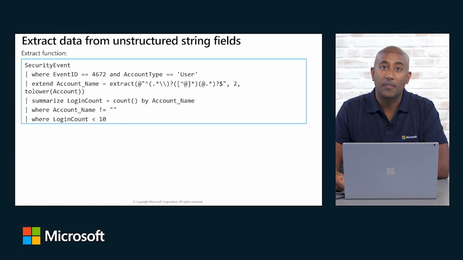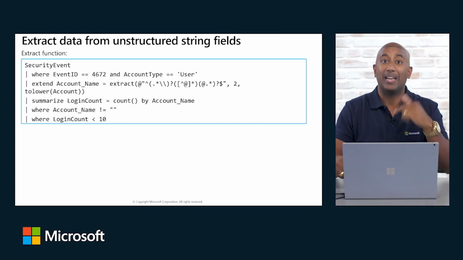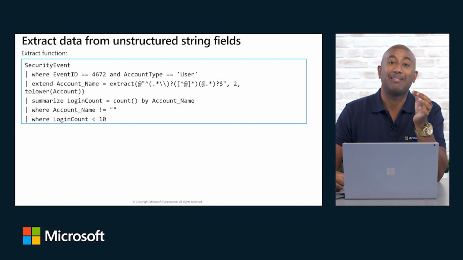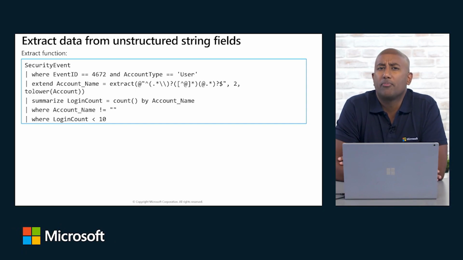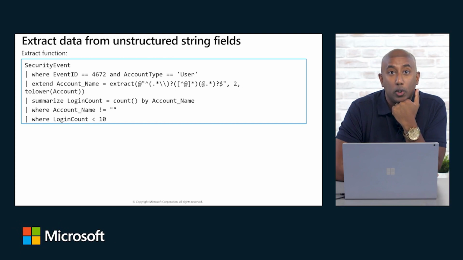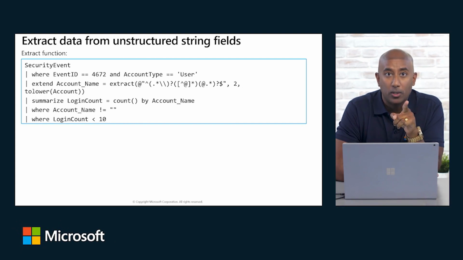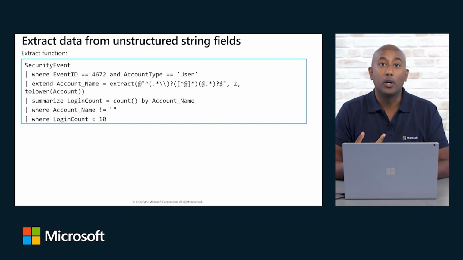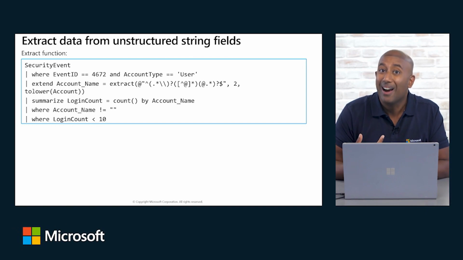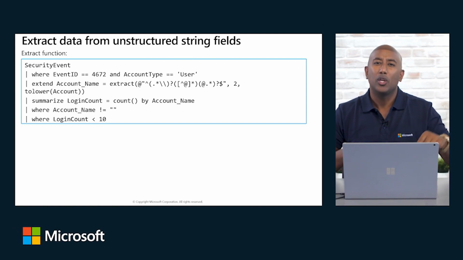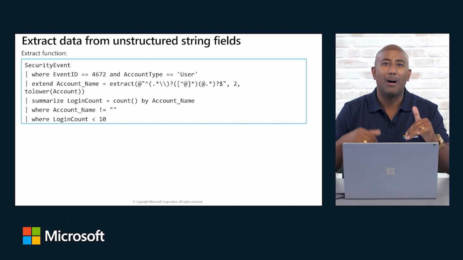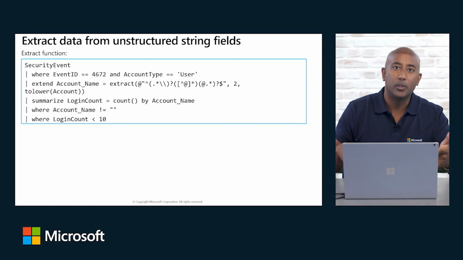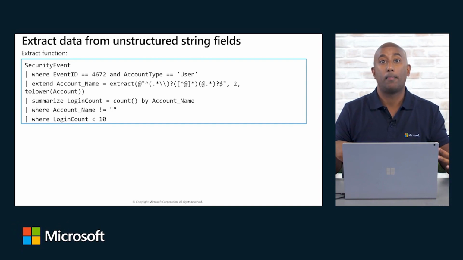Security log data is often contained in unstructured string fields and requires parsing to extract data. There are multiple ways of pulling information from string fields in KQL. The 2 primary operators used are extract and parse. Extract gets a match for a regular expression from a text string. You may optionally convert the extracted substring to the indicated type. The example on the slide uses the extract function to pull out the account name from the account field of the security event table.